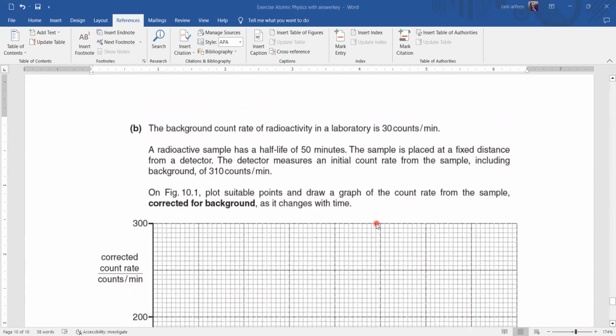So corrected for background means we don't want to include the background. You need only the count rate other than the background, so only from the source.